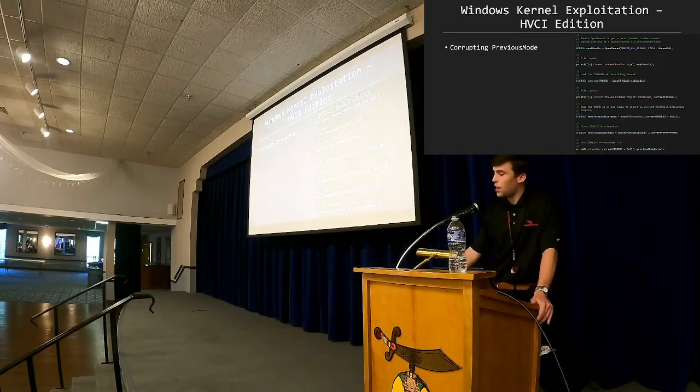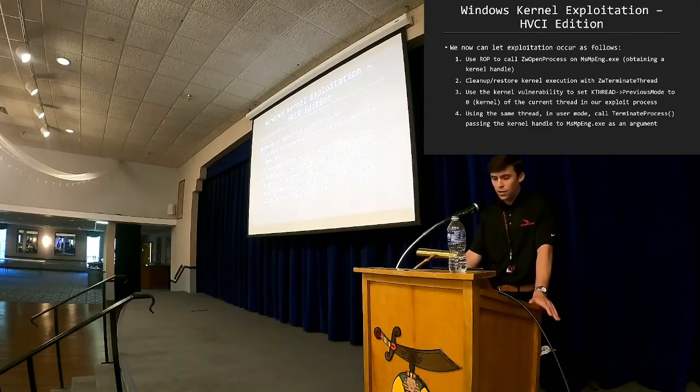So now what happens? Anytime this thread makes a system call, the kernel thinks, oh, this is originating from the kernel. So now what we basically can do is we can use ROP to call ZwOpenProcess and obtain a kernel handle. Then we can clean up our execution, which we talked about with terminate thread, and then we can use our vulnerability to corrupt previous mode and set it to 0, and then using that same thread call terminate process. Again, this would have been a lot easier to just have a shellcode blob in the kernel, mark it as executable and run it, but that's kind of the point of this talk: we can't do that anymore. We have to get very convoluted with these sort of things.